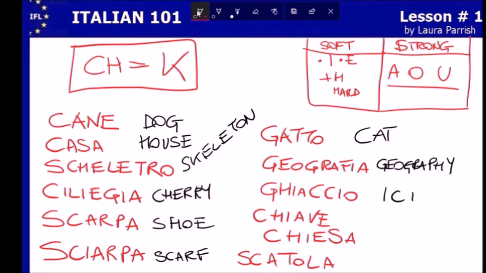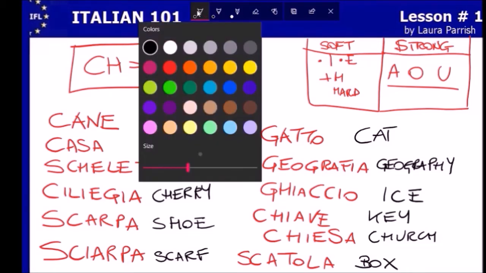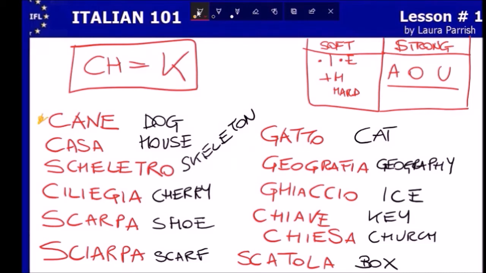This is ice. This is key. This is church. And this is box. Okay? So let's look at this word here in the beginning. Let's look at this word, cane. See, you pronounce ka because the a is a strong vowel. Here it is. A is strong. That's why you say ka.